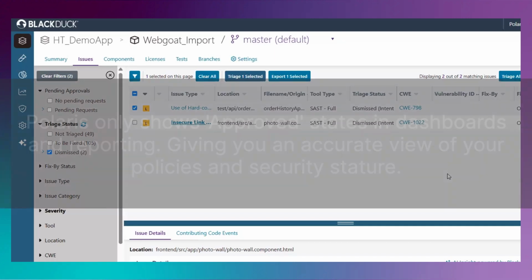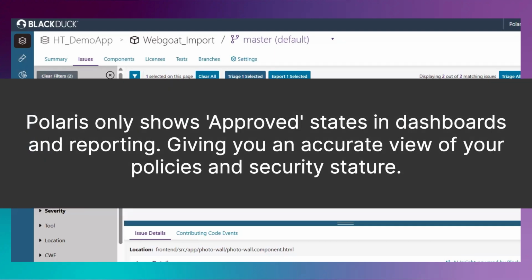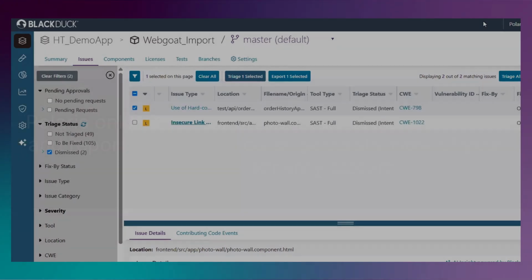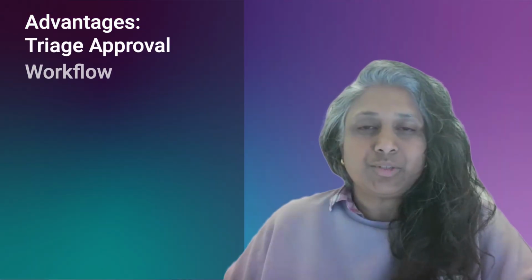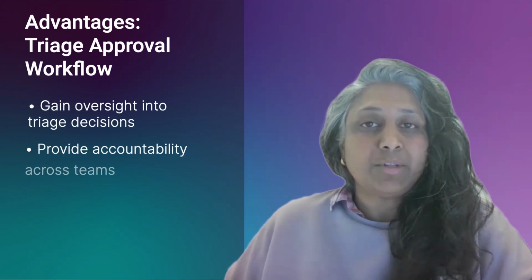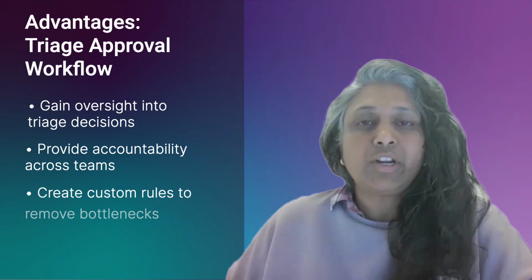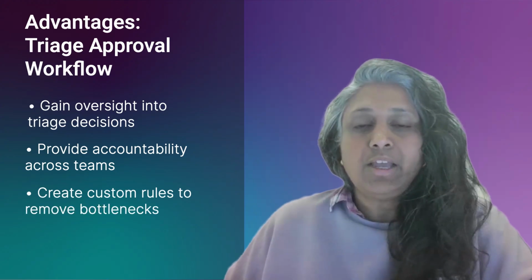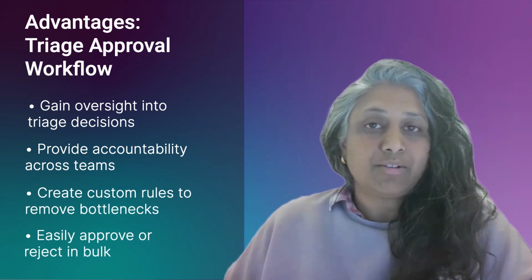In addition, Polaris will only reflect the approved states when you do any dashboards or reporting views. It will not show you the pending states so that you can see the accurate reflection of your policies and your security posture. So there are a couple advantages to the Polaris triage approval workflow. It gives you oversight into triage decisions. It provides accountability across teams. You can create custom roles to remove any bottlenecks. You can easily approve or reject in bulk.